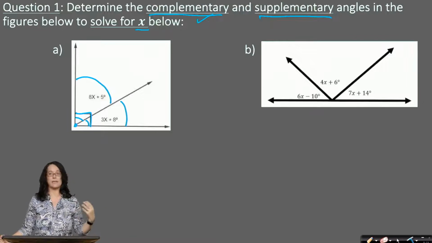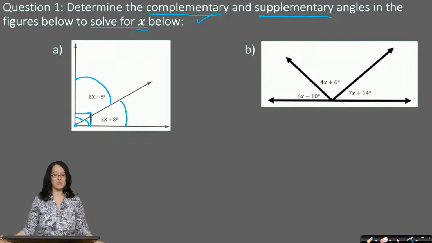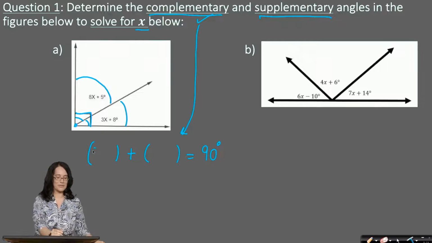Now you could sit here and guess, what if x is 1, what if x is 2, what if x is 3, but that would take a long time. So instead, if you understand the relationship that complementary angles are two angles in which when you add their measurements up, you should get 90 degrees, then you can simply fill in what you have so far. So let's see if you've already done that. Feel free to pause the video if you haven't and do it yourself. 8x plus 5, when I add that to 3x plus 8, I better get 90.